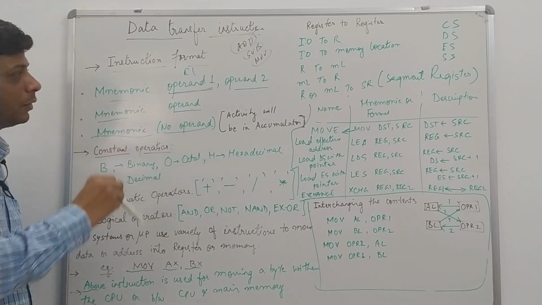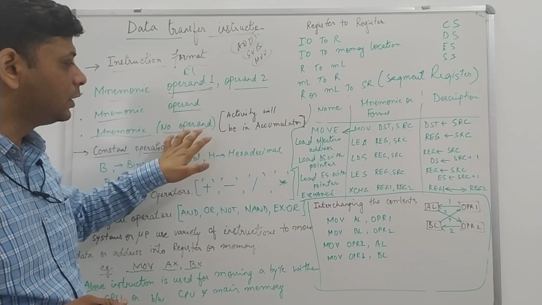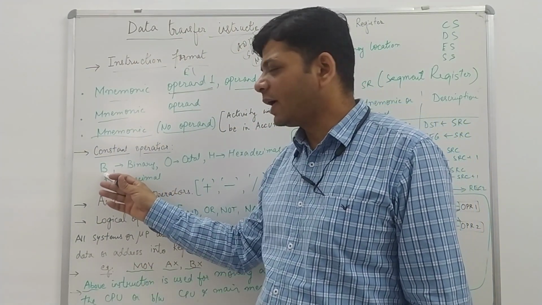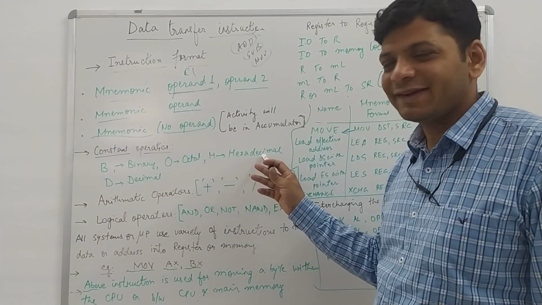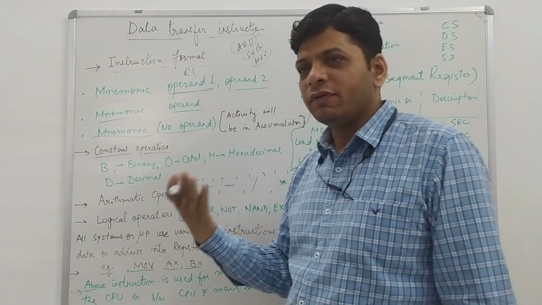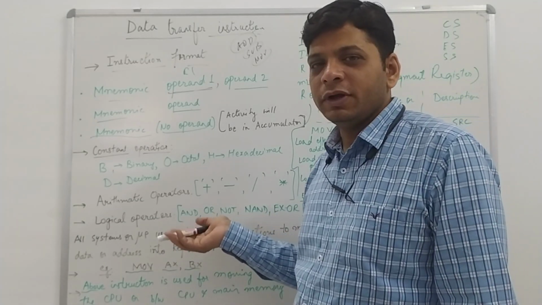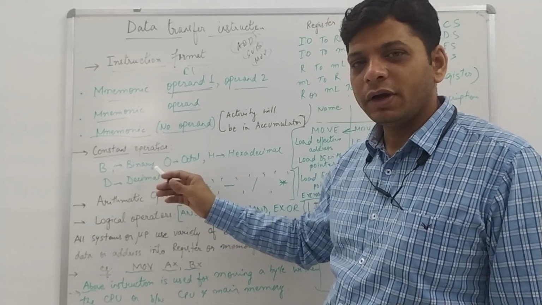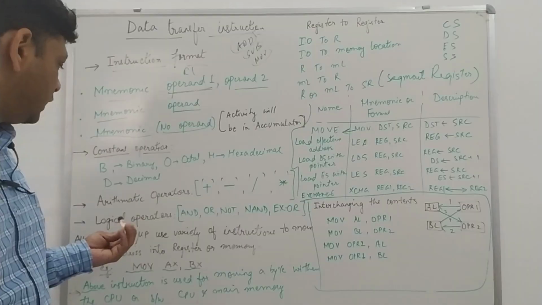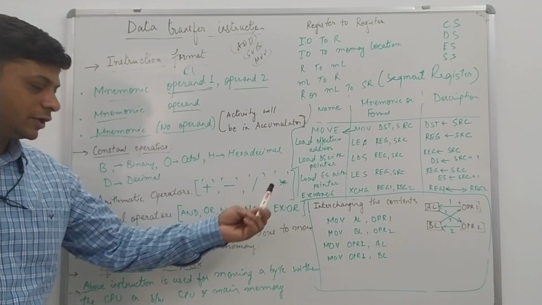Okay, so this was all about the format: operand 1, operand 2 separated by a comma, one operand and no operand. Next are the constant operators. In constant operators, we have binary B, octal O, hexadecimal H, and decimal D. So here we can convert any type of data into whichever respective format you want. If you want your data stored in a binary format, you can write B, you can write O, you can write H, you can write D. Next, we have the arithmetic operators like plus, minus, division, and multiplication.